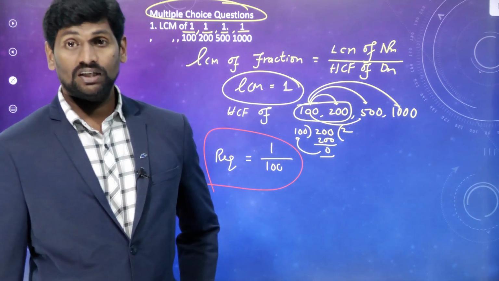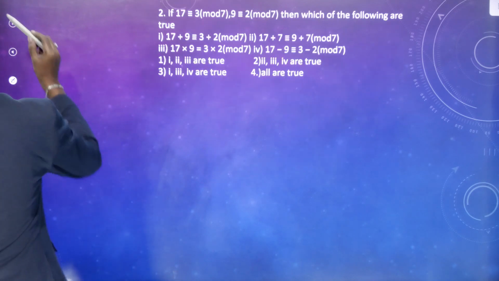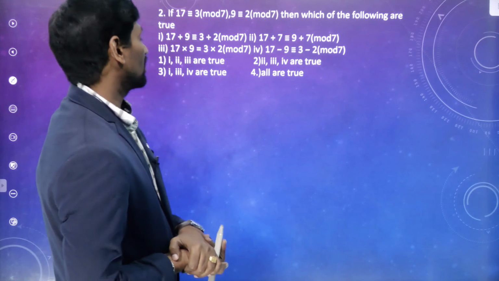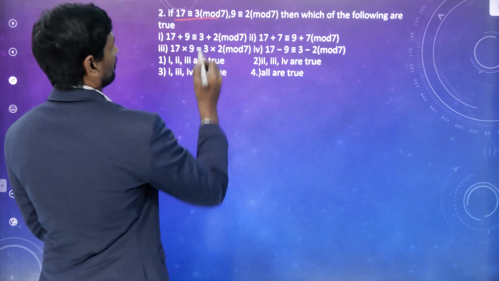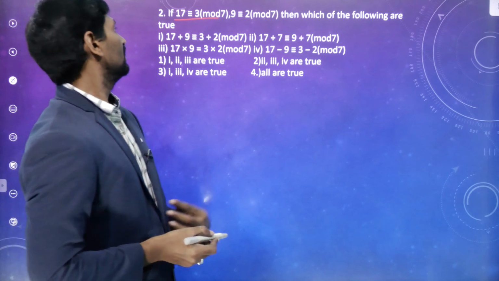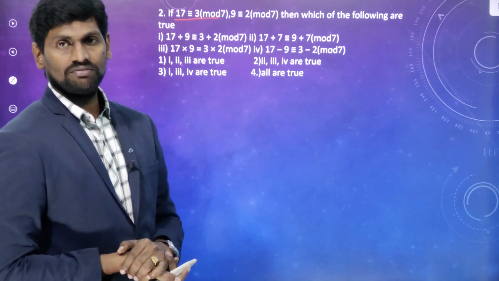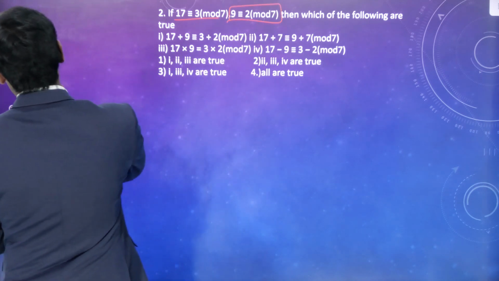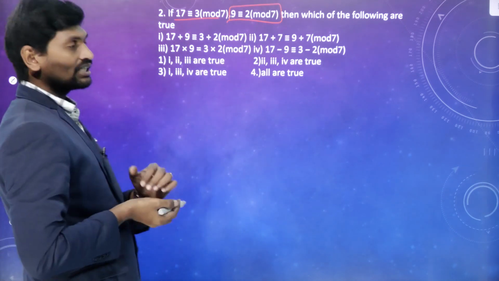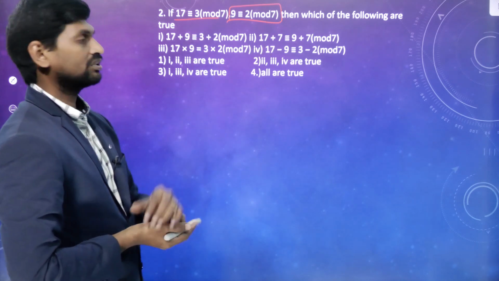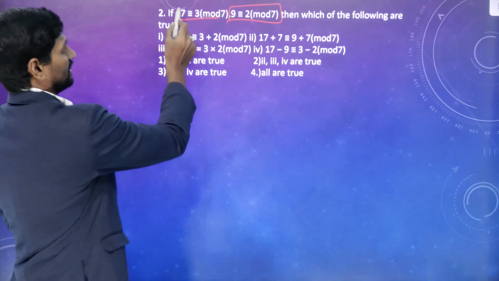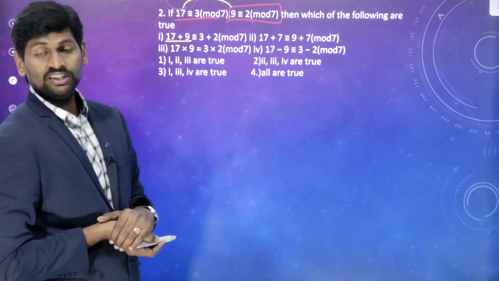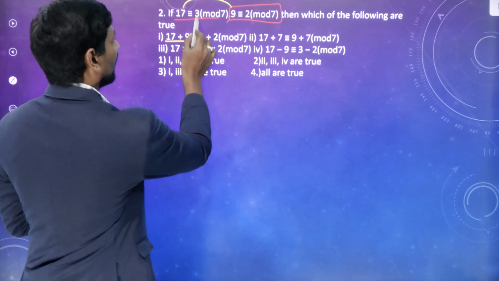Okay, children, let us see the next problem. It is also based on the congruence rule. What is the first congruence here? 17 is congruent to 3 modulo 7. Second one, 9 is congruent to 2 modulo 7. Then which of the following are true? So first, LHS addition, 17 plus 9. Yes, first option, 17 plus 9 is congruent to the RHS parts.